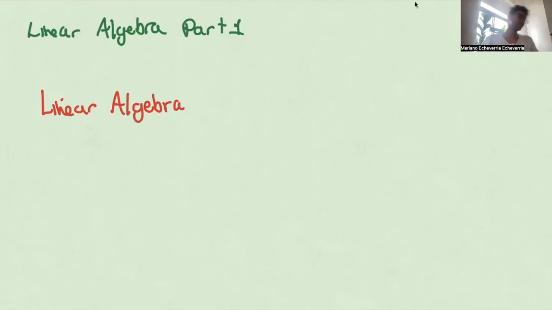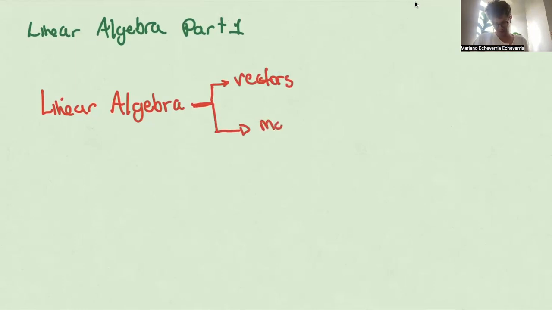In linear algebra, there are two pillars, or two main objects, that we study. One is the concept of a vector, and the other is the concept of a matrix. So linear algebra is really vectors and matrices. Those are the only two things we'll study in the course. Linear algebra is basically about how these two objects interact.